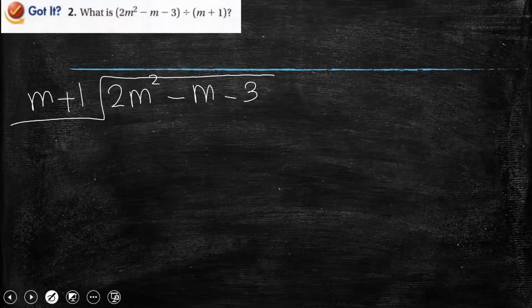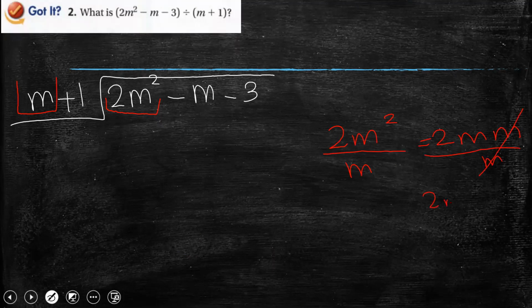Now, where is the first term of the dividend here? It is 2m squared. And where is the first term of the divisor? It is m. Now, the first step, I have to divide the first term of the dividend by the first term of the divisor. So 2m squared over m is 2m. When you divide 2m squared by m, you get 2m.